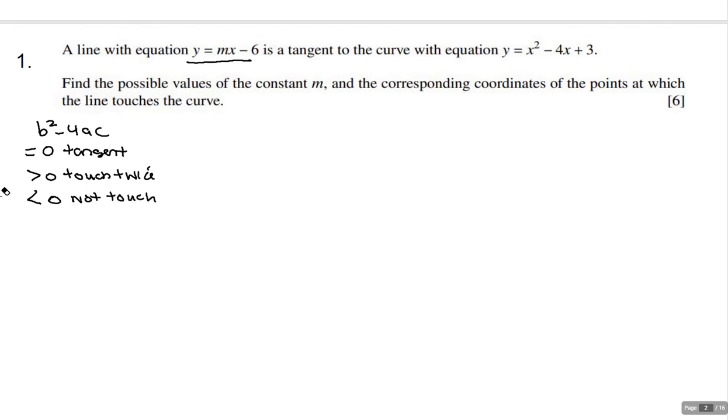And then I guess the other possibility is that if the discriminant is greater than or equal to 0, then it touches or intersects once or twice.